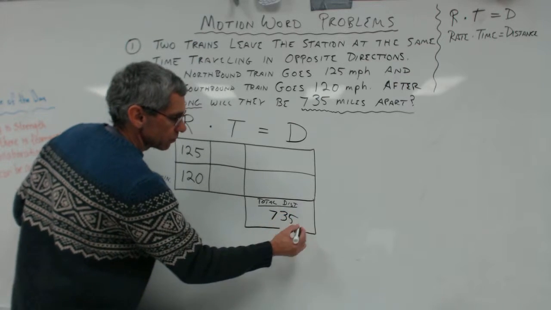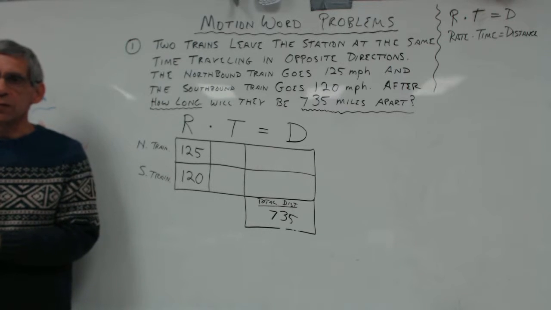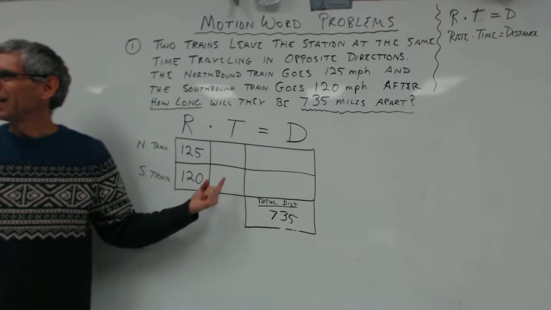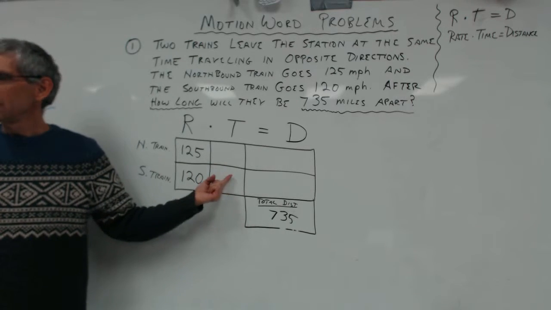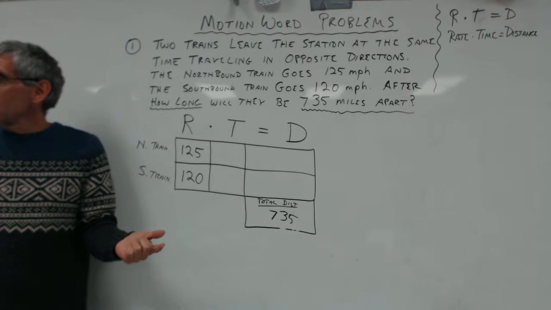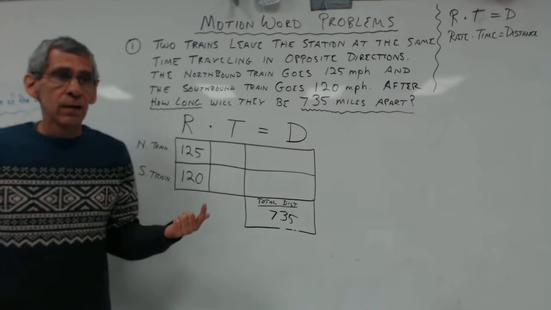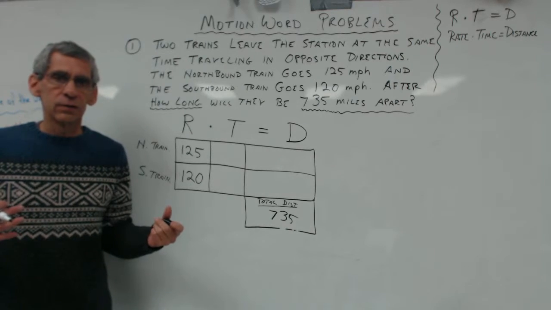The total is 735 miles, okay? That make sense? It will in a second. But what are we now missing? We don't have enough information. The time is the problem. Do you agree with me? So it's x. We don't know what time is, so we definitely want to make time x if we can. The question is, is the time the same for both of the trains?